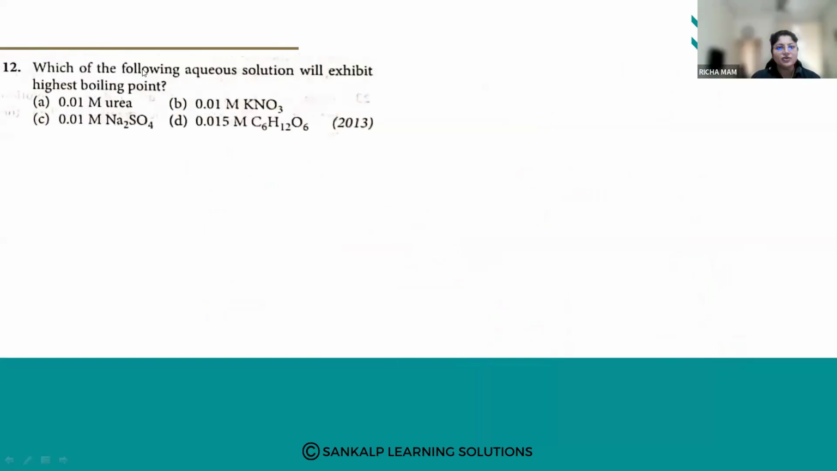Which of the following aqueous solutions will exhibit highest boiling point? A, 0.01 molar urea. B, 0.01 molar potassium nitrate. C, 0.01 molar Na2SO4. And D, 0.015 molar glucose. For elevation in boiling point, the formula is delta T is equal to i into Kb into m. This formula you have to use.